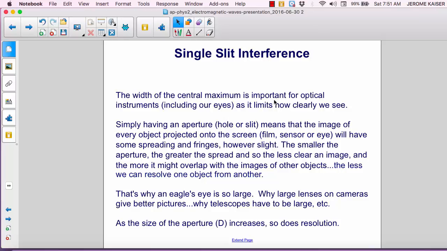The less we can resolve one object from another. That's why an eagle's eye is so large, why large lenses on cameras give better pictures, why telescopes have to be large, etc. And as the size of the aperture increases, so does the resolution.